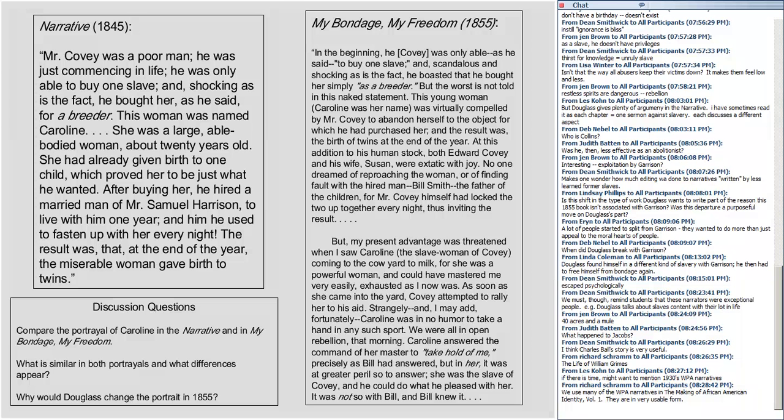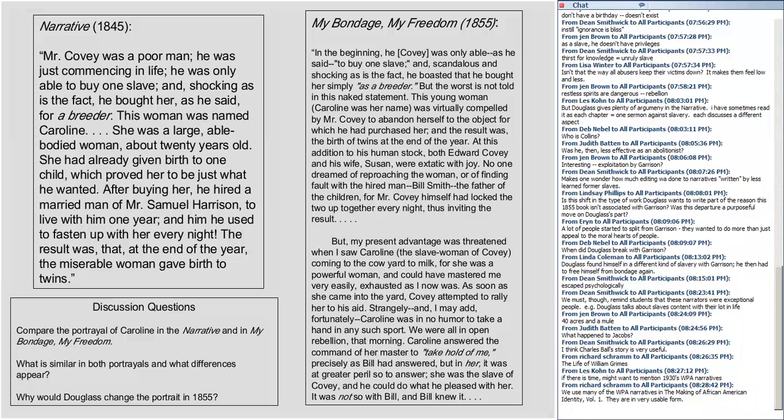This appears... I'm trying to find where the Caroline passage is, Richard. That's it right there. Oh, yes, right there. I was just looking at it and went right past it. It's on 41.